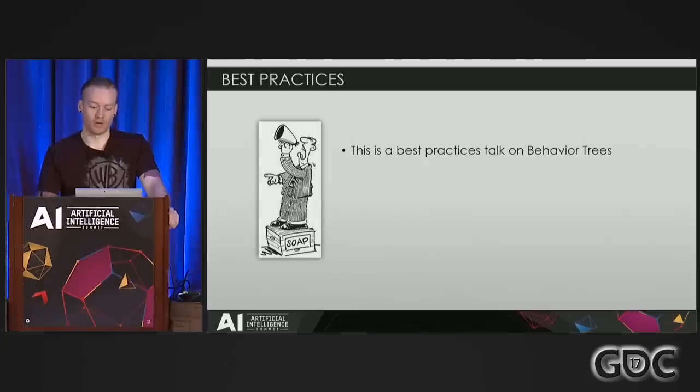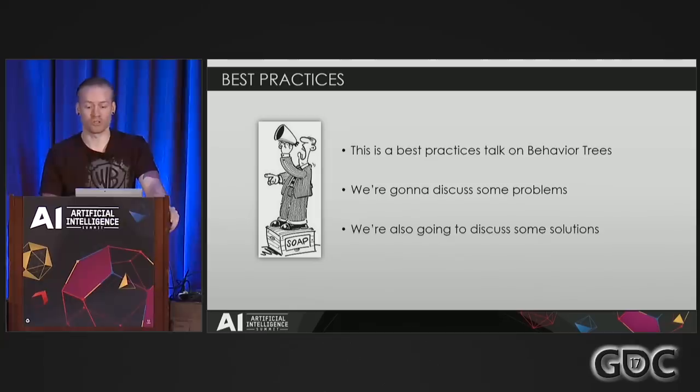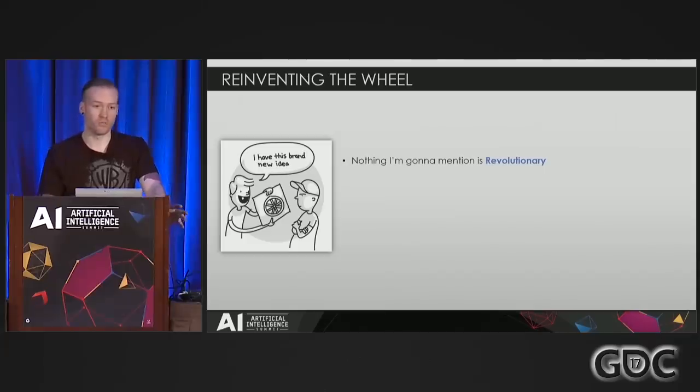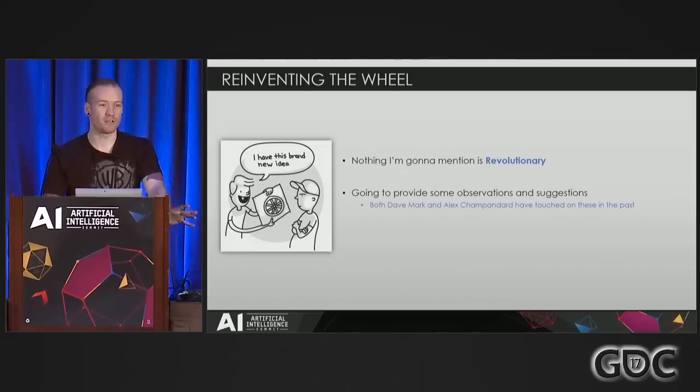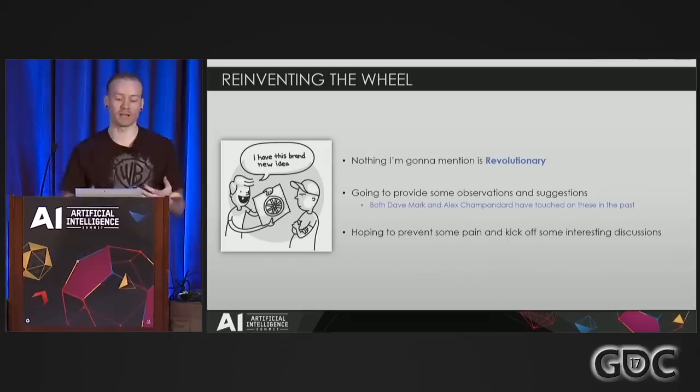All right, so for my part, it's going to be a little bit more of a best practices talk. We're going to talk about some problems with behavior trees. We're also going to discuss some of the solutions. Nothing I'm going to discuss here today is going to be revolutionary in terms of reinventing the wheel or anything like that. We're not going to do anything crazy. What I'm going to do is provide some observations and suggestions. People have touched on this in the past, but I want to go a bit more deep. And I hope that I can prevent some pain for people in the room and also kick off some discussions.